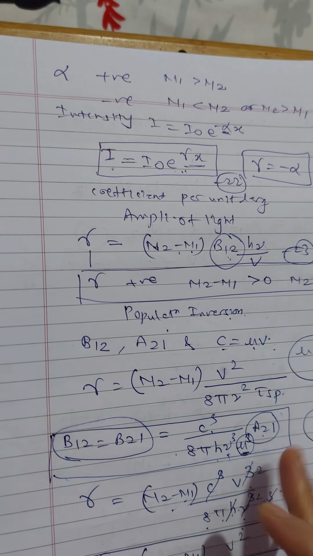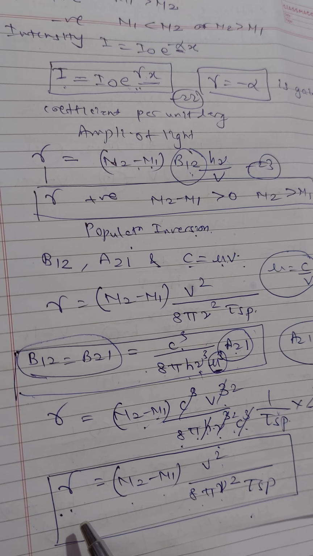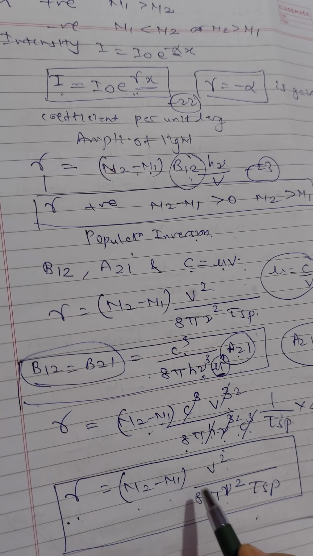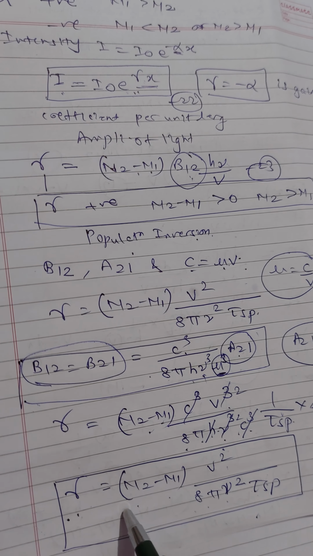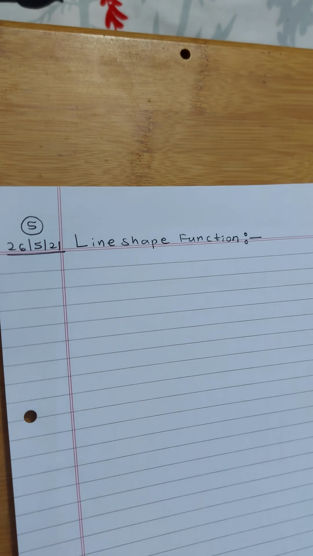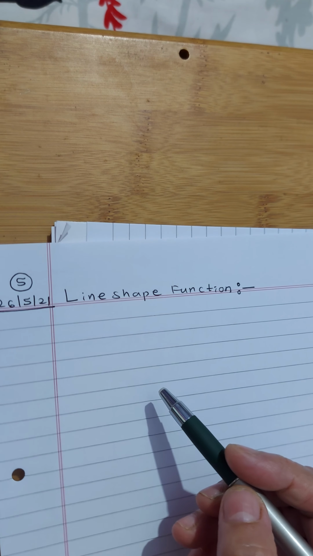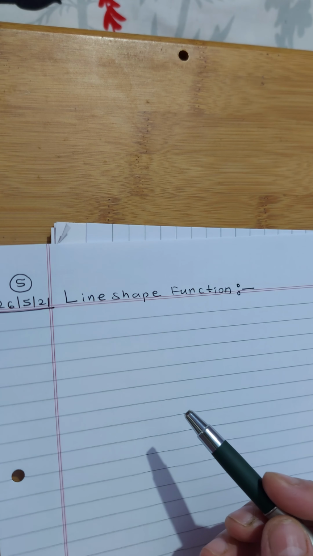Hello students, in the last lecture we found the expression for the gain coefficient gamma. In the next topic we will come back to this expression itself, and the next topic is nothing but the line shape function. Here we have to talk about how the line shape function is like a bell-shaped function, and how it is important, correct?